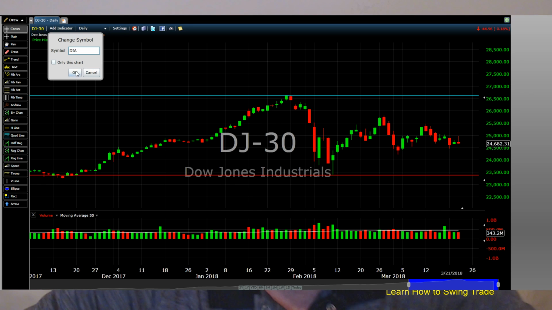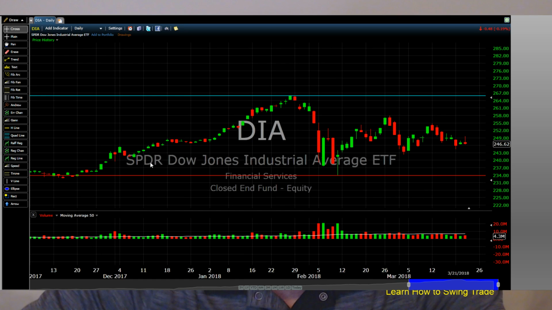which is SPDR, which is a spider. This is just the name of the ETF. Dow Jones Industrial Average ETF. Please, when you see an ETF, understand that it is an ETF tracking an index. It's a stock, yes, but it is not a company. Okay? It tracks an index that has a lot of companies.